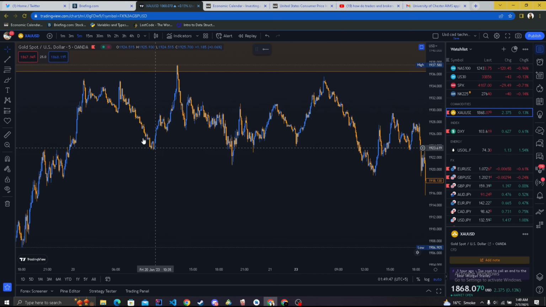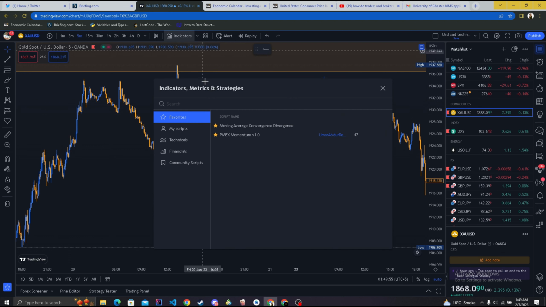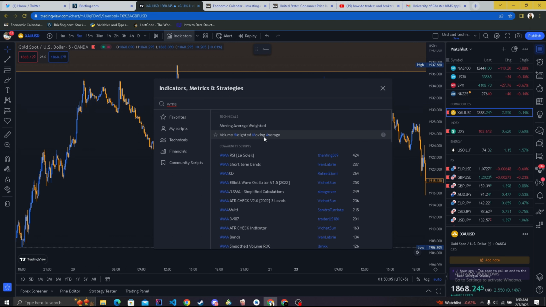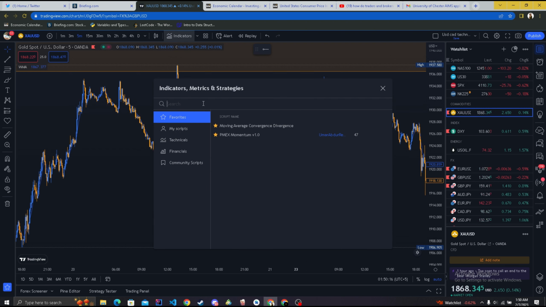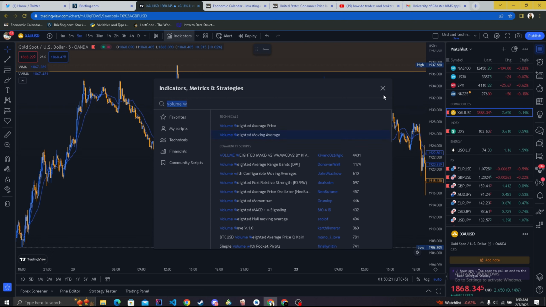What you're going to do is first open your TradingView account and go to the indicators icon. Click the indicators icon and write WMA, which means weighted moving average. The next one you need is the volume weighted moving average. It will appear, and it's very easy to find.